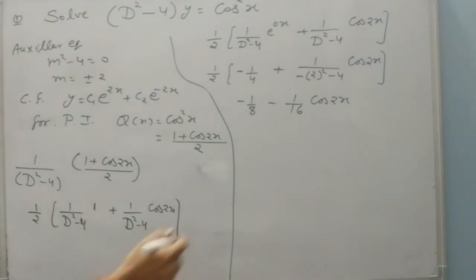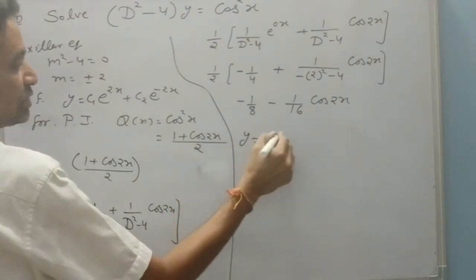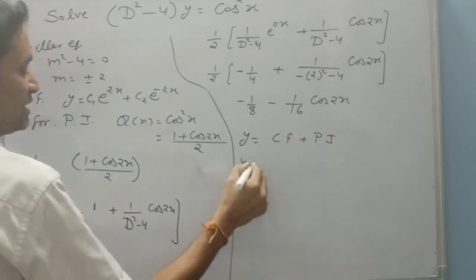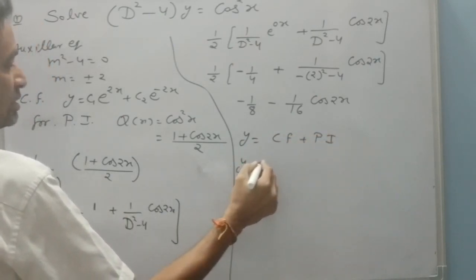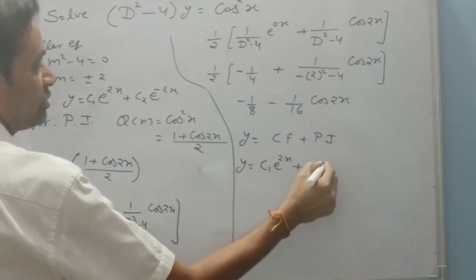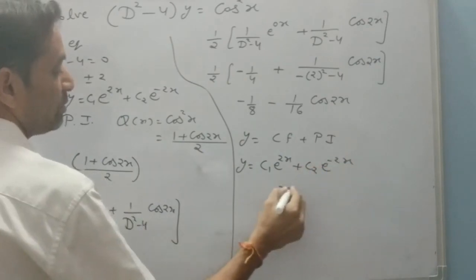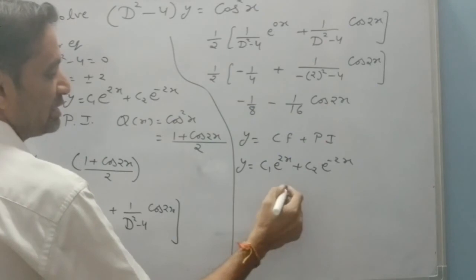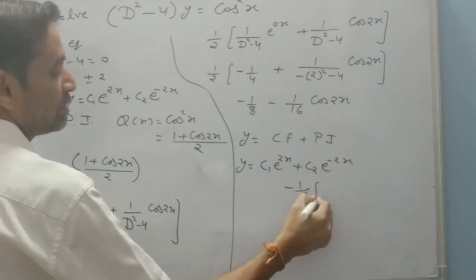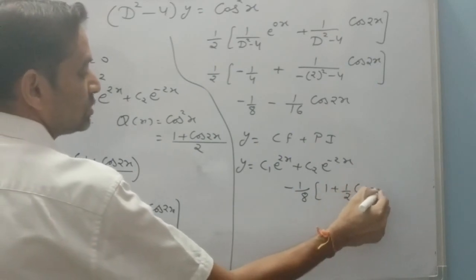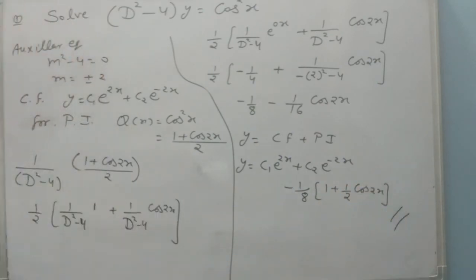So the complete solution y is equal to CF plus PI, or I can say y is equal to C1 e to the power 2x plus C2 e to the power minus 2x plus, here I can write minus 1 by 8 outside, so minus 1 by 8, 1 plus 1 by 2 cos 2x, is the required solution of the given differential equation.